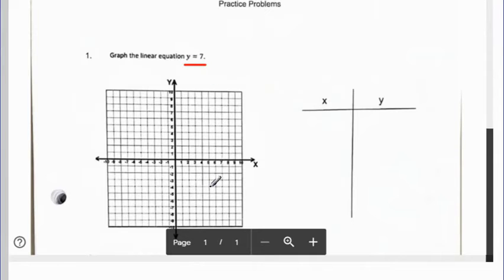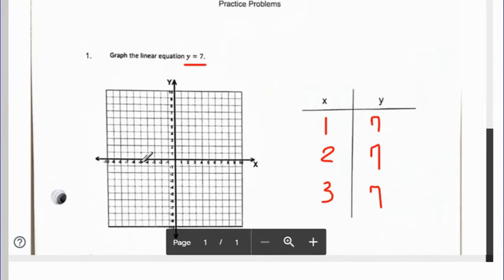Okay, so this first one says graph the linear equation y equals 7. It tells me what y equals. So I'm going to go underneath y and I'm going to put 3 7s. I can't put anything else under y because it tells me y has to be 7. It doesn't tell me y is 10 or y is 11. Now my x, it doesn't tell me anything about x. It never says what x has to be. So I get to pick whatever I want for x. It just has to be on this graph somewhere. I typically always choose 1, 2, and 3 because those are pretty easy numbers.